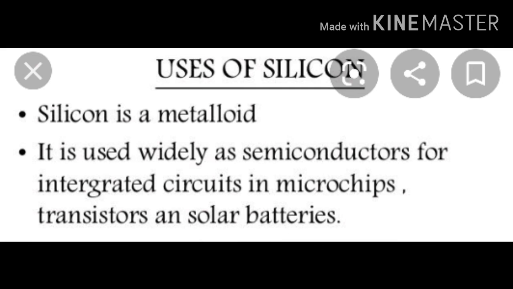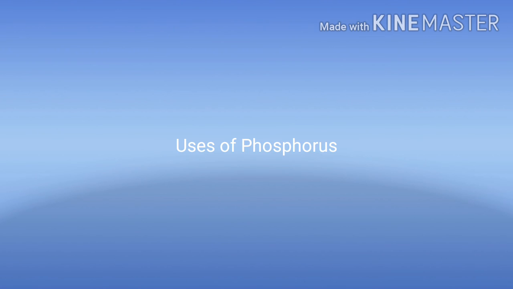Next and last one is phosphorus. Phosphorus is used in making matchsticks, matchboxes and fireworks. So students, these all are related to the uses of non-metals.